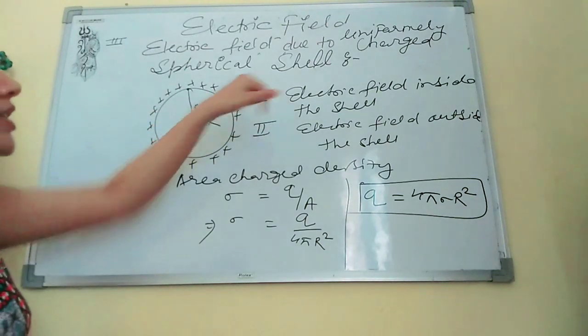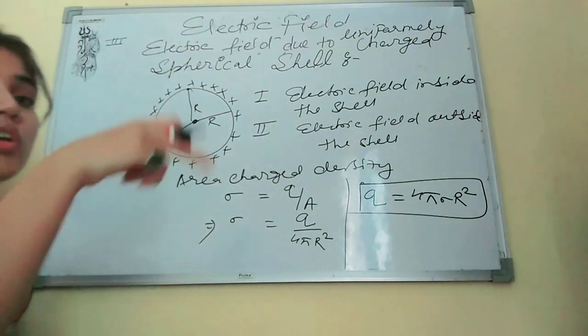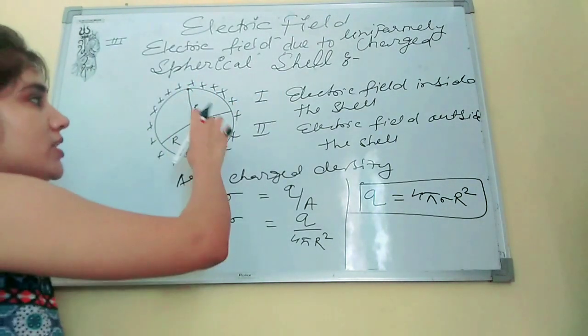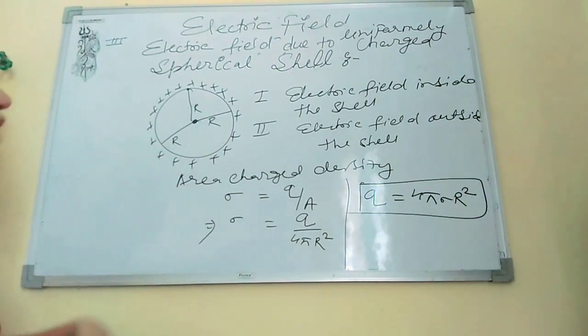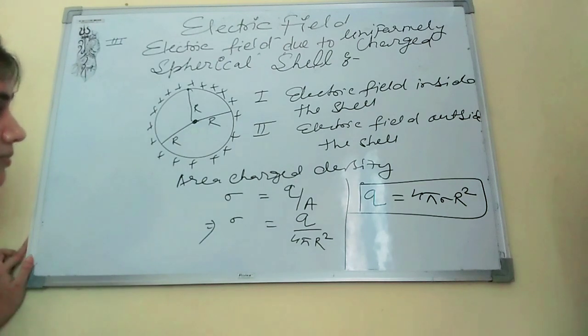Now we will see the first condition, when the Gaussian surface is placed inside the shell. Okay, just take a screenshot. I am going to rub it.